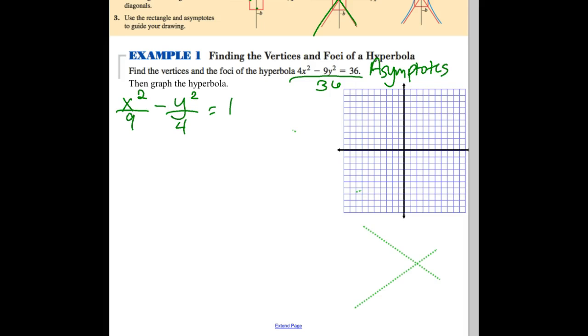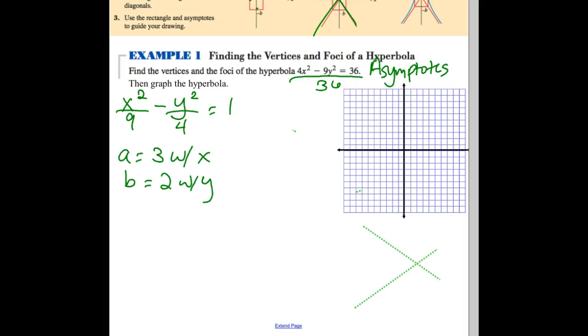Okay. What do we know from this? A would have to be 3. How do I know that? Because it's the first one, not because it's the bigger one, because it's the first one. Okay, A is 3 and it's paired up with X. B equals 2 and it's paired up with Y. Yes? Okay, let's go graph that.